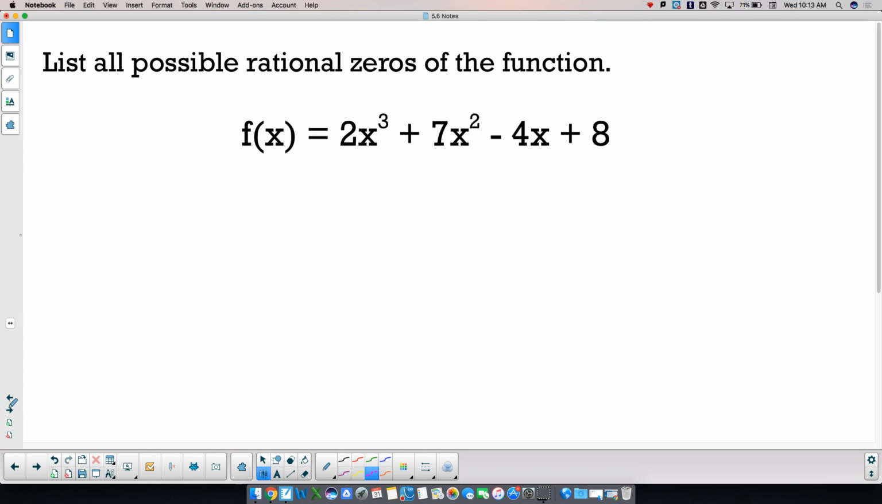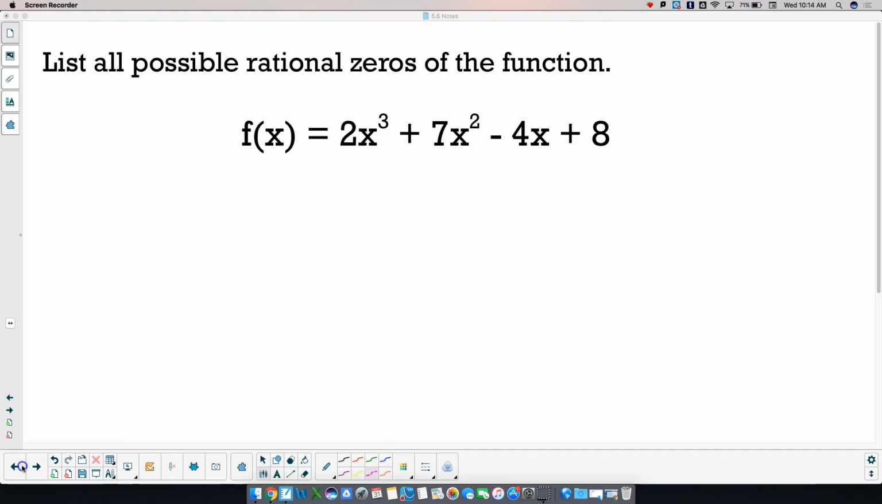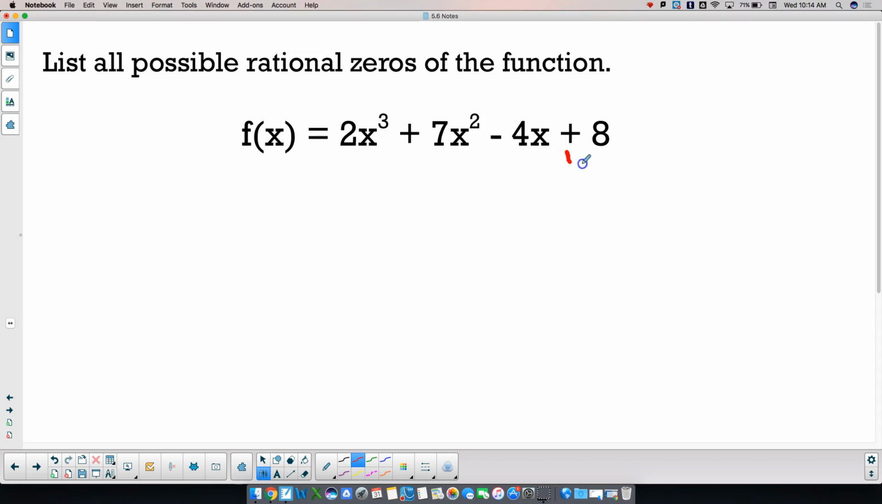What I would like you to do now is list the possible rational zeros of this function. So I first look at that number. Factors of 8: 1, 2, 3 doesn't, 4 does, 5 doesn't, 6 doesn't, 7 doesn't, 8 does. Agree with factors of 8.